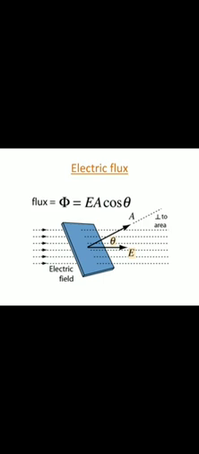According to the equation for flux, phi is equivalent to EA cos theta, or in terms of dot product, you can say it to be E dot A. Or if you are taking a small area dS into consideration, electric flux phi is defined as E dot dS, and it is a scalar quantity.